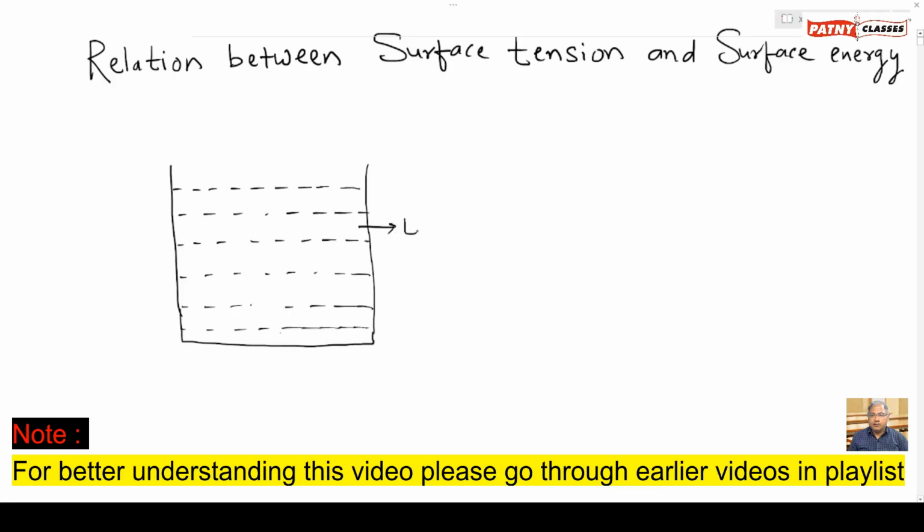This is liquid contained in a container, and this is the top layer of the liquid. This is a surface layer. This surface layer has a large number of molecules. So these are the large number of molecules present at the surface.